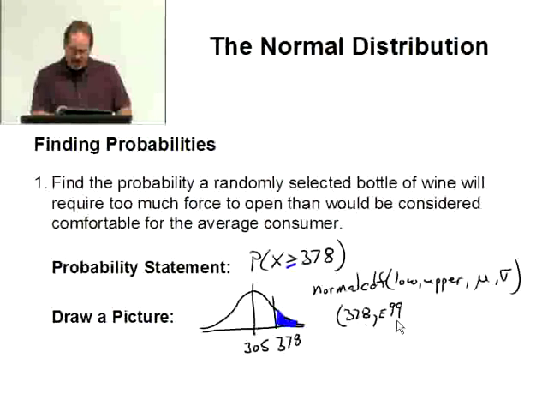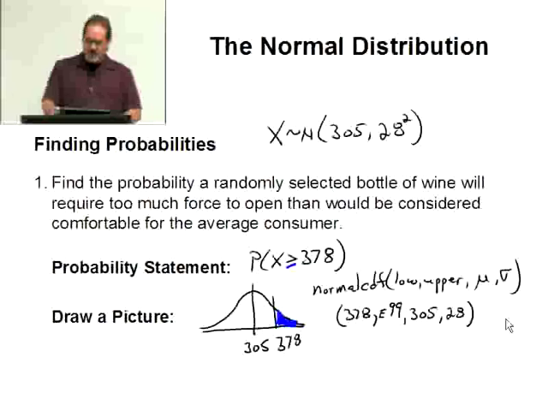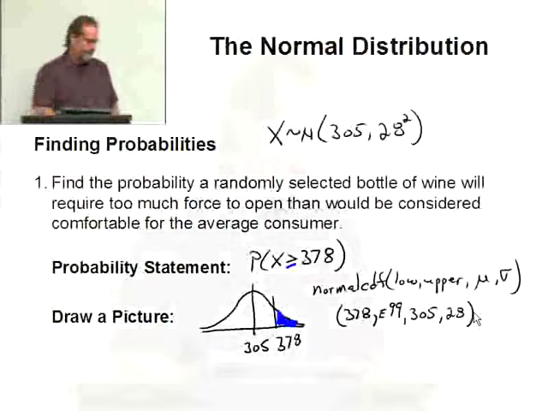Because here there's a lower and an upper. The mean here is 305 in this example, and the standard deviation is 28. It's a good idea. I didn't do it here, but I really should have before I started this. I should have reminded myself what the distribution is. It's normal, mean 305. The variance is 28 squared. If the variance is 28 squared, the square root of 28 squared is 28. Hence, there's the standard deviation. Okay, let's go to the calculator and take a look at that now.